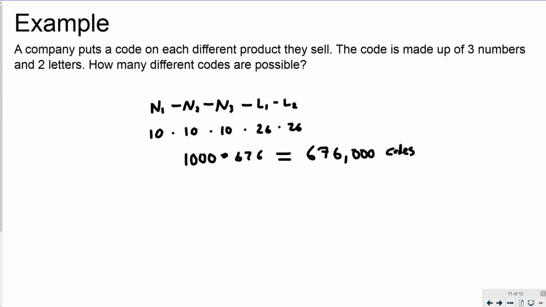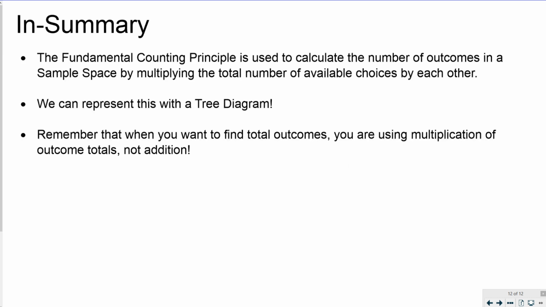Okay. And that's it, guys. Remember that the fundamental counting principle is used to calculate the number of outcomes in a sample space by multiplying the total number of available choices by each other. We can represent this with a tree diagram. The tree diagrams are only for when we have very, very small sample sets, because I would never expect you to do something like a license plate where you could calculate out the 17 million different branches.